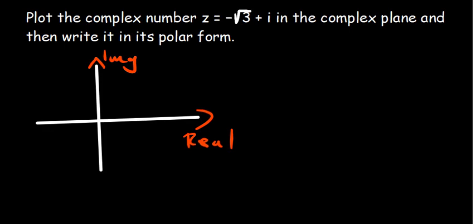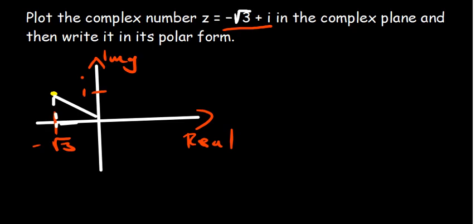So z is equal to negative root of 3, and that is representing the real part. So it's supposed to be somewhere on this side, on the negative part. Assuming that's where we have negative root of 3, then you have i somewhere there. So if you plot it, you have that complex number there. Let me draw a line. Okay, so that's what we have.